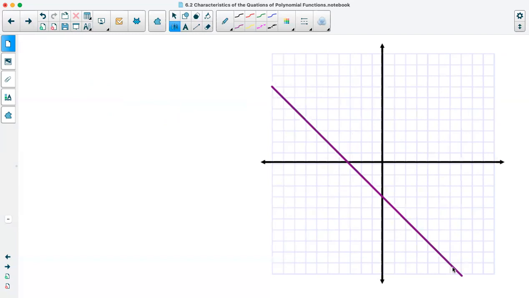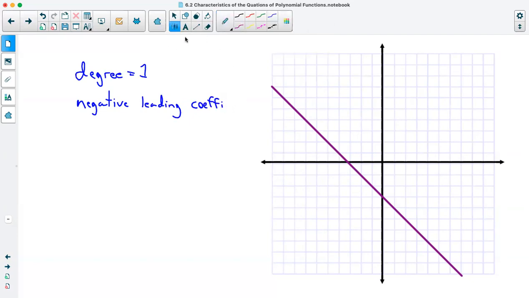Okay, so we have a straight line here, so no turns. So therefore, that would be a degree 1. Now, because it's a degree 1 or linear and it's starting here, ending down here, that means it has a negative leading coefficient. And we have a constant of -3.